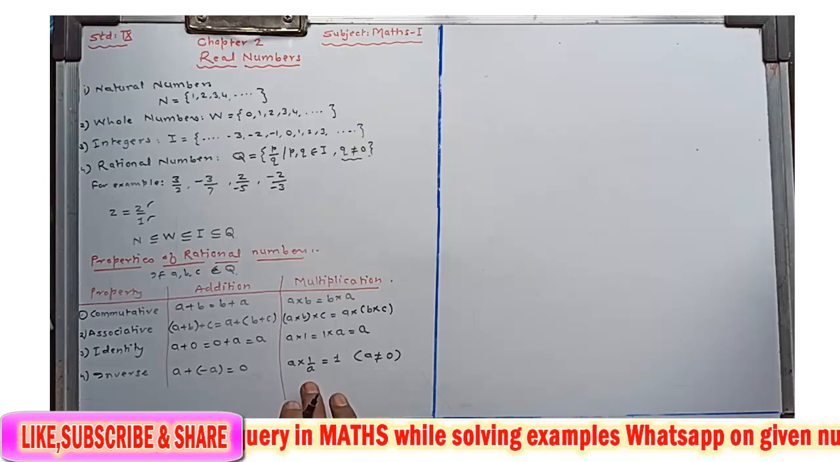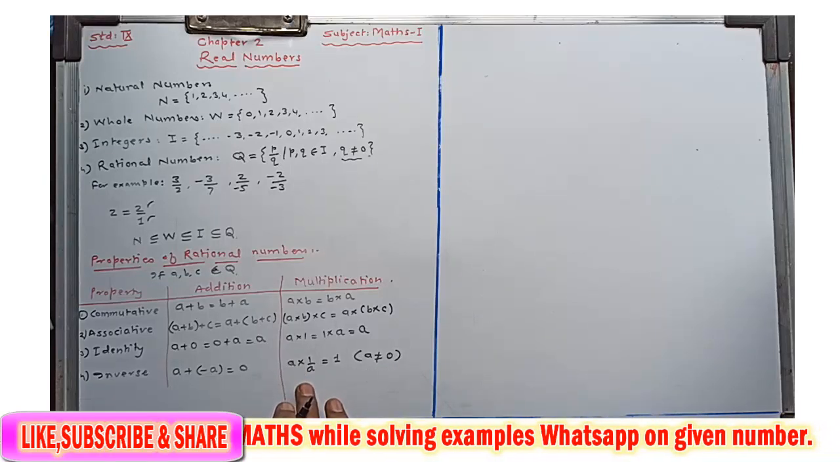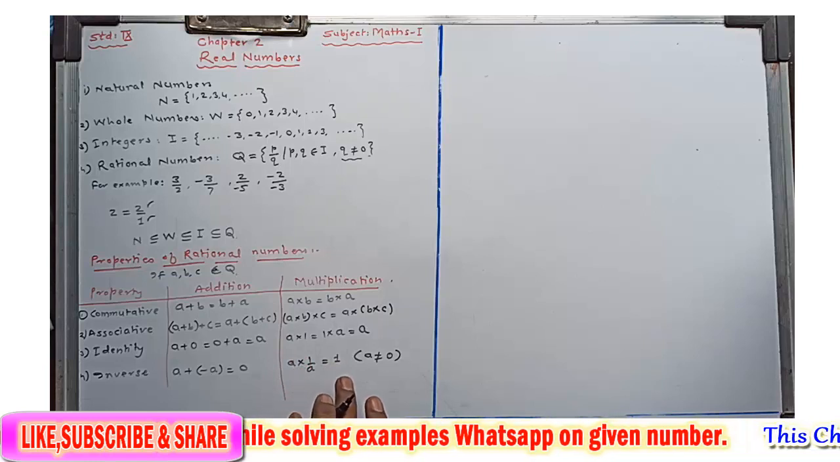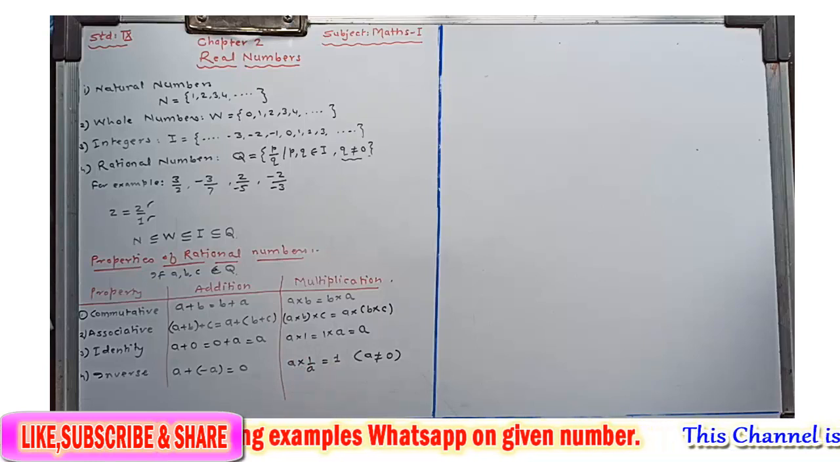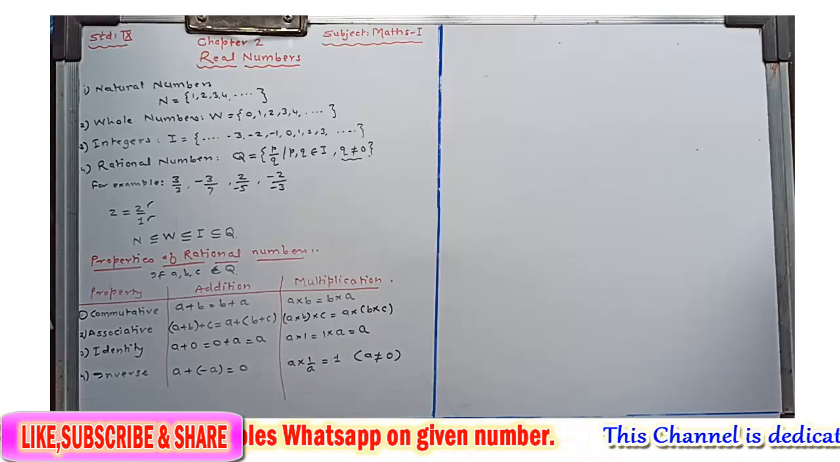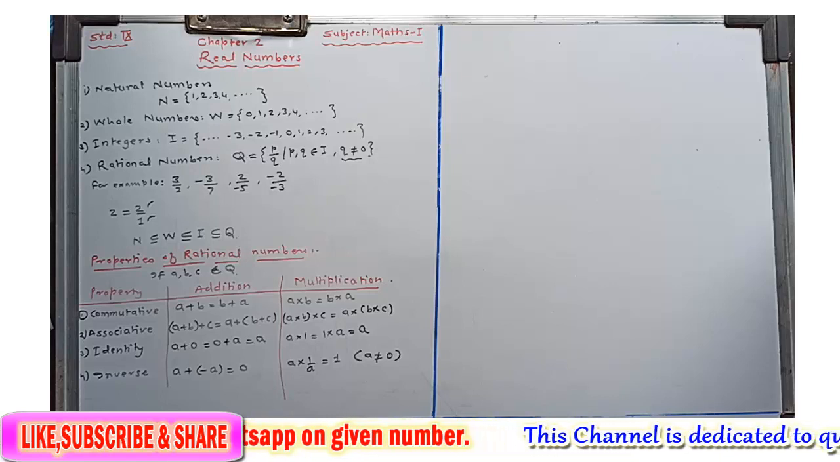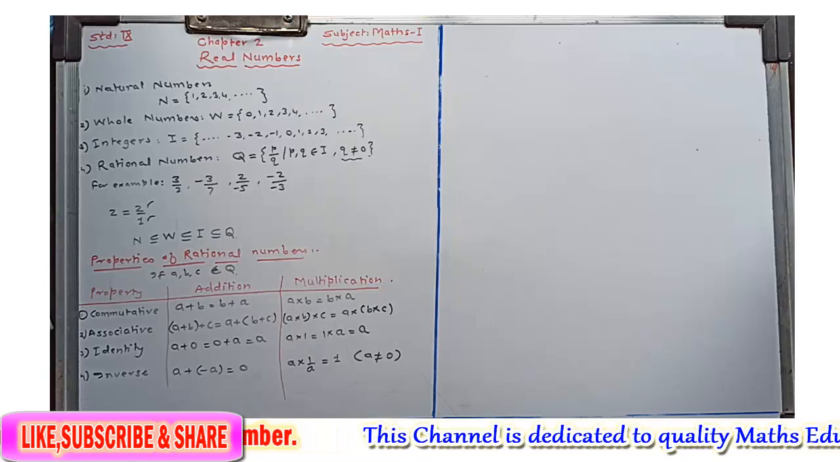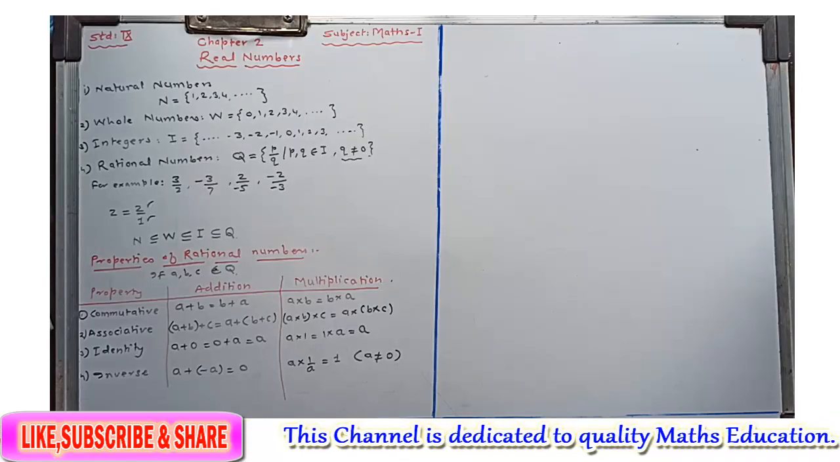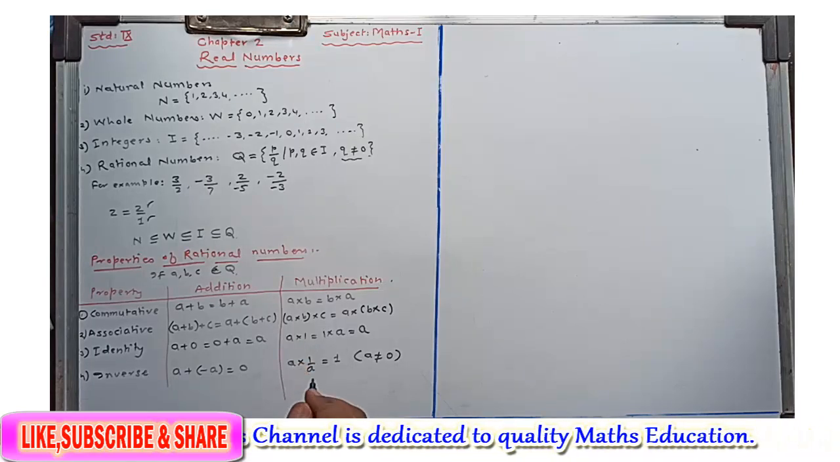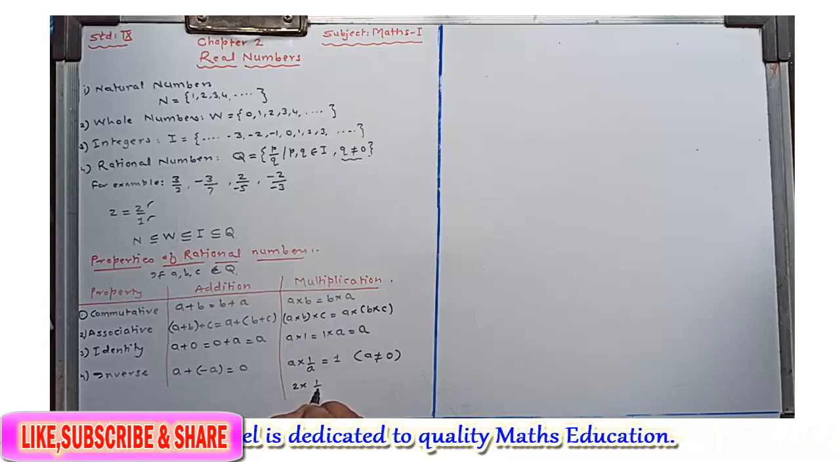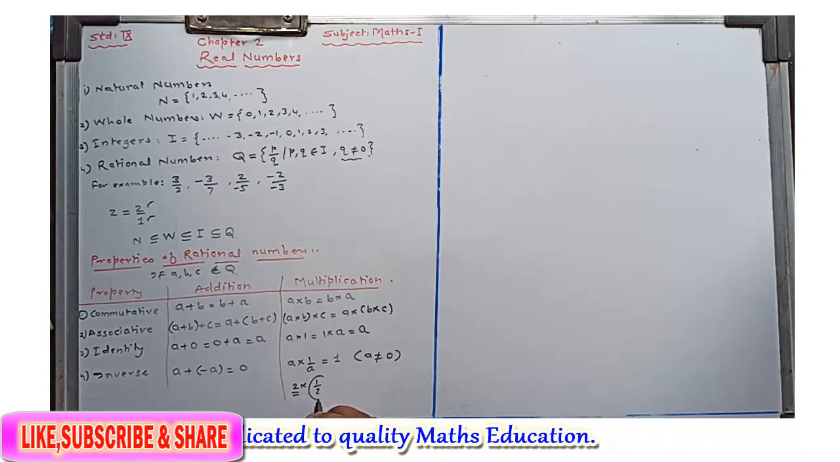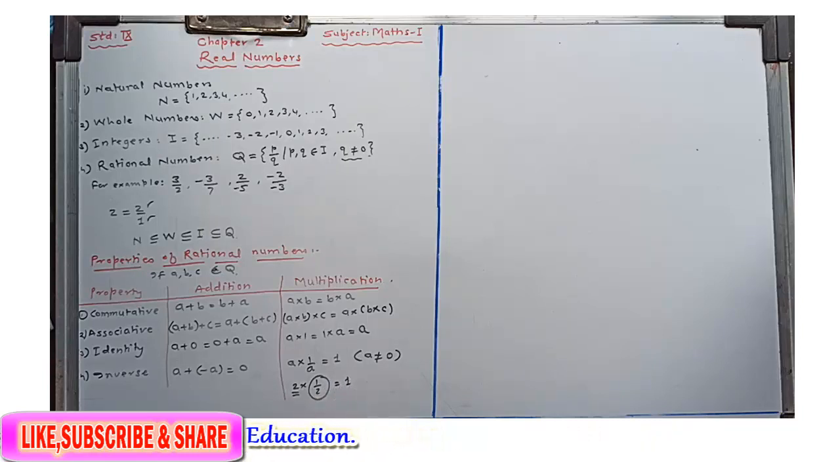This condition is a must here. For example, 2 into 1 upon 2 is equal to 1. If the multiplication of two numbers is equal to 1, then those two numbers are called multiplicative inverse of each other. So 2 and 1 upon 2 are multiplicative inverse of each other because their multiplication is equal to 1.